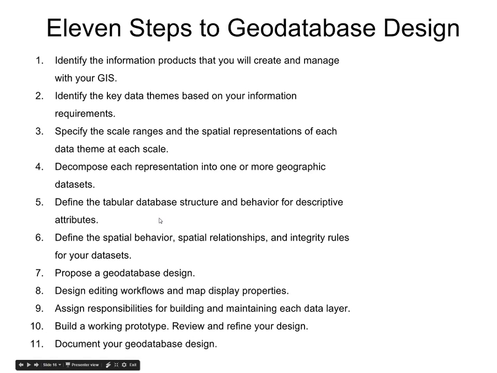Step 5 is to define the tabular database structure and the behavior for descriptive attributes. So this is when you come up with all of the attributes that will be stored with your layers. An example would be if I wanted to create a point of interest layer for the national forest. What kind of attributes am I going to store for these points of interest? How about the name of the point of interest, the type of the point of interest, maybe a description of the point of interest? So that's starting to define the attribute fields, but you also need to define all of the possible values for those attributes.